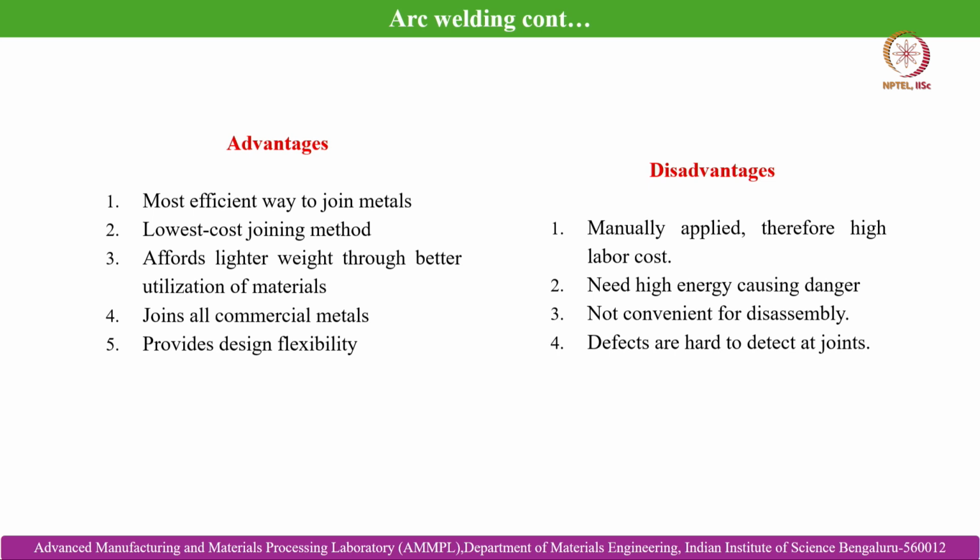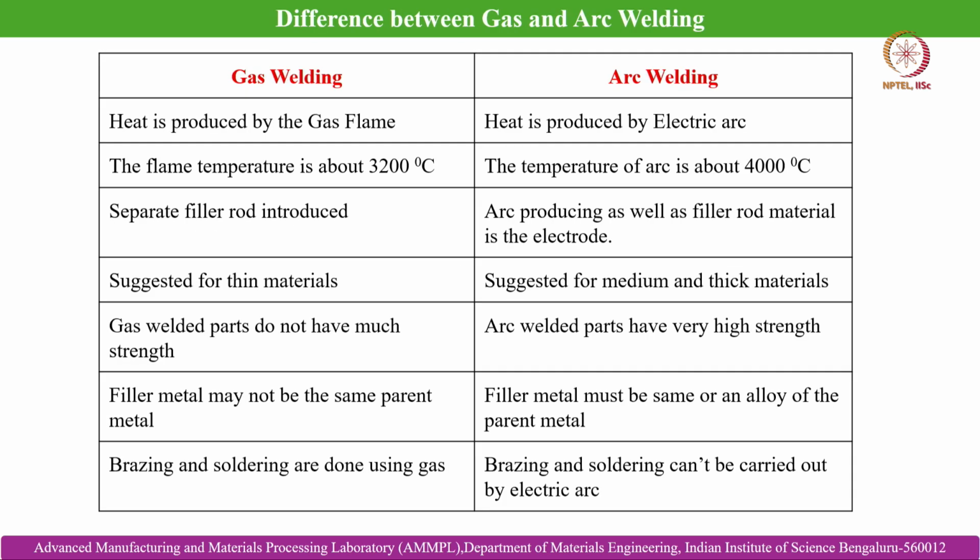And so these are some of the advantages of arc welding: it is one of the most efficient ways to join metals, and it is also a lowest cost joining technique. It affords lighter weight through better utilization of materials, joins all commercial metals, and provides design flexibility. However, the disadvantages are that it is generally manually applied, therefore high labor cost. It needs high energy, is not convenient for disassembly, and defects are hard to detect at joints.